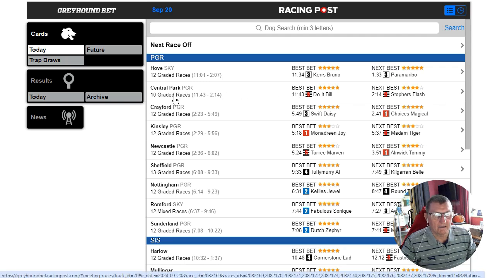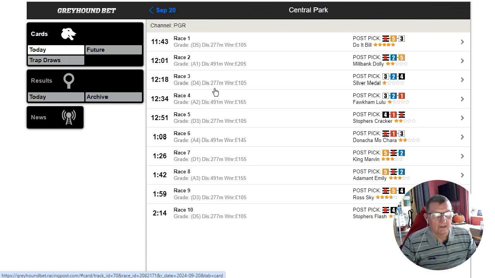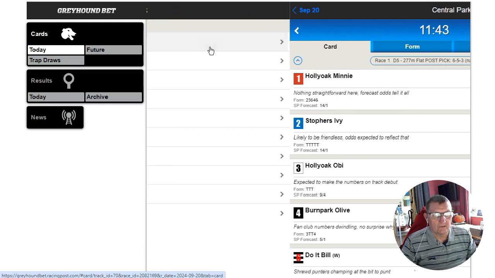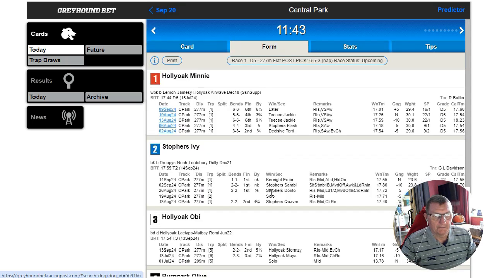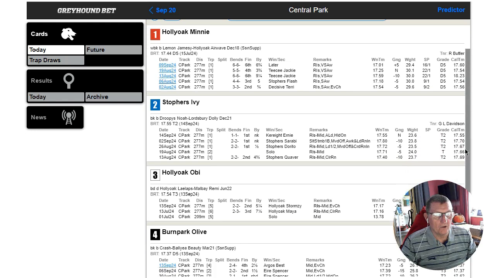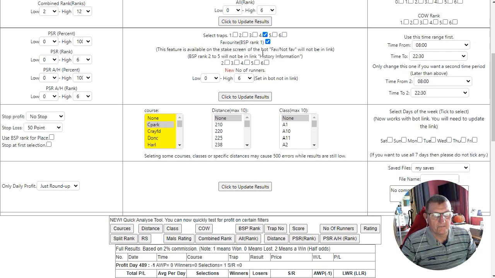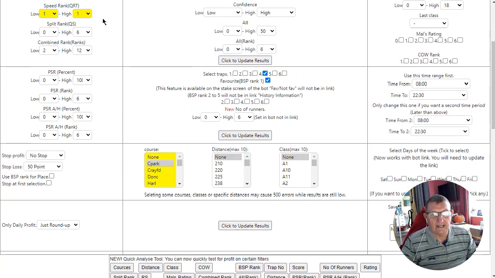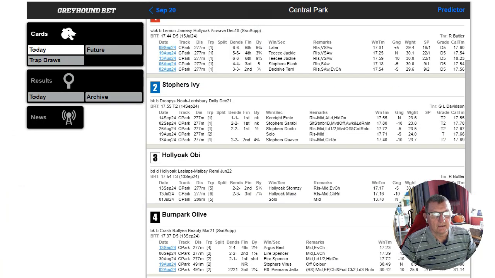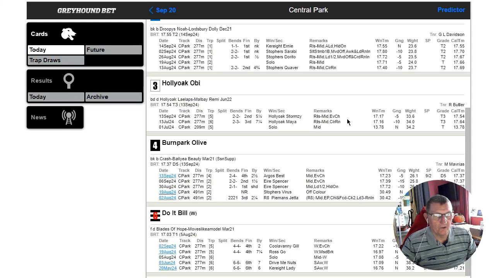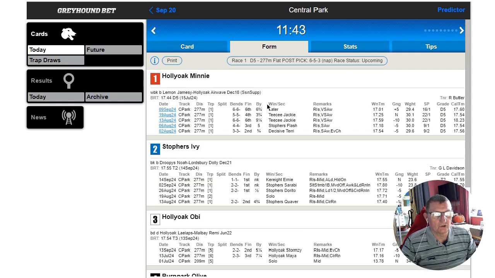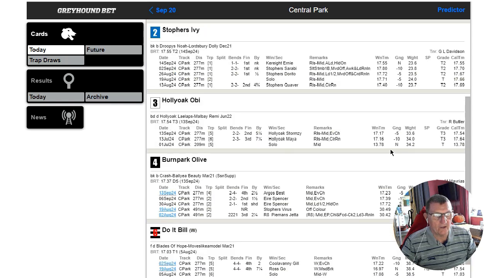So we've got Central Park. If we go to Central Park, and go to race 1, what we need to do is go to form. And what we're looking for is win time. So we're on trap 4, remember. If we go back to the software, just remember this is trap 4 favourites only at those courses, and they have to be the fastest runner. So basically trap 4. Now make sure also that you're looking at the right race distances, because sometimes you can find other race distances and that could skew the time a bit.